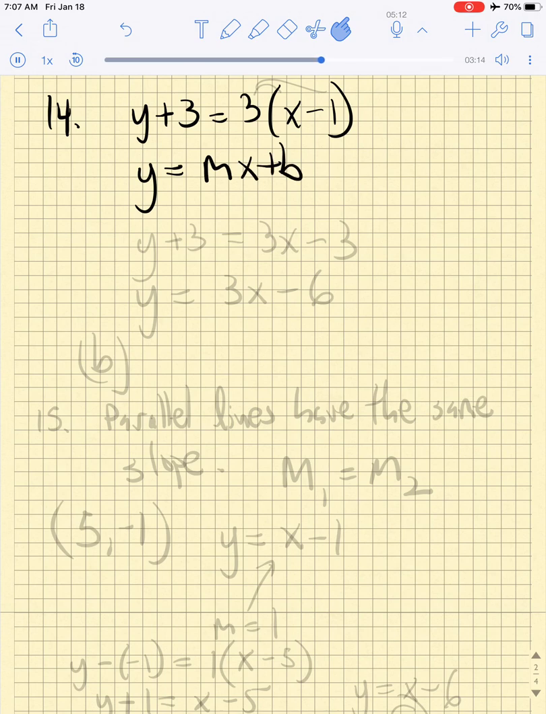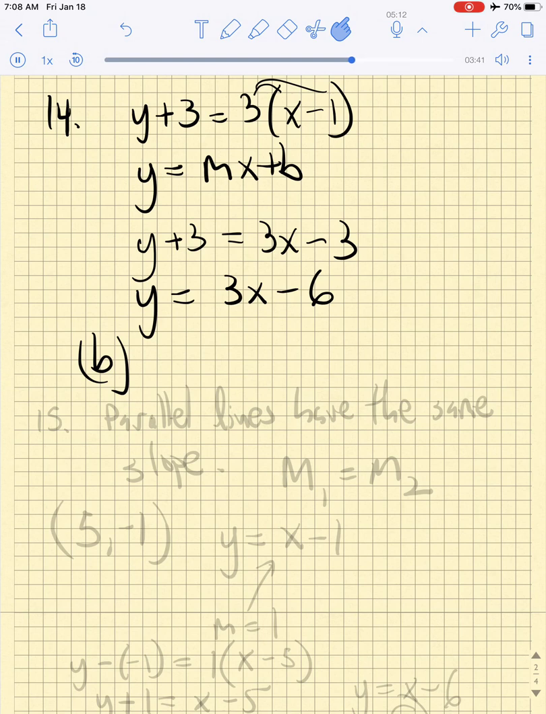We just subtract 3 from both sides. After we distribute, excuse me, getting ahead of myself here. So we've got to distribute the 3 to both terms. Right? So now we have y plus 3 equals 3x minus 3. This is y equals 3x minus 6. So that corresponds to choice B. All right?